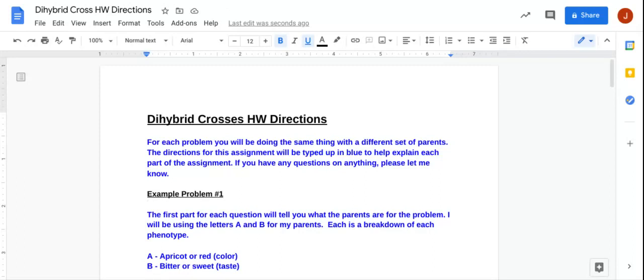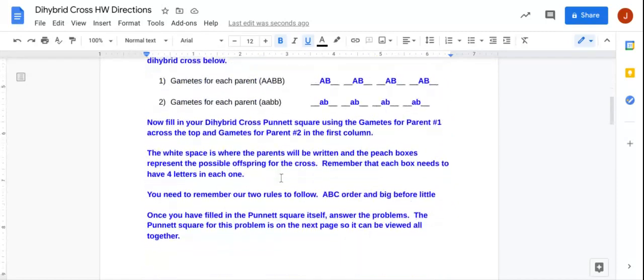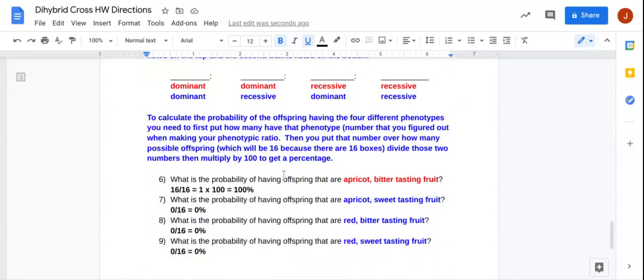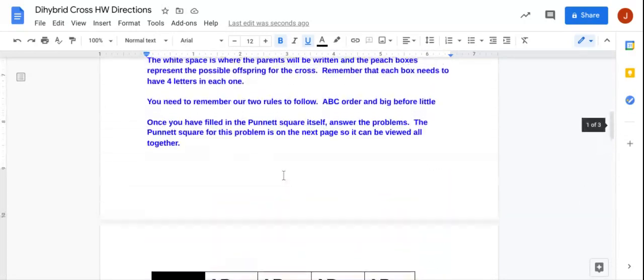It's a dihybrid cross homework practice, and there's 4 problems. And I have set up directions on this assignment that I want to go through with you. So the stuff that's typed in blue is the directions, and then I've just made something up for this.